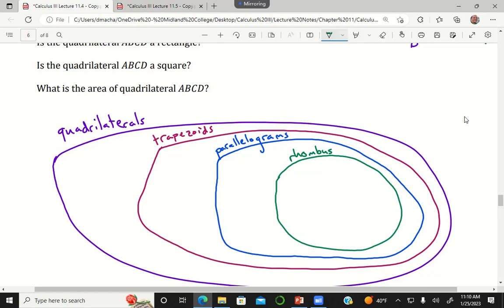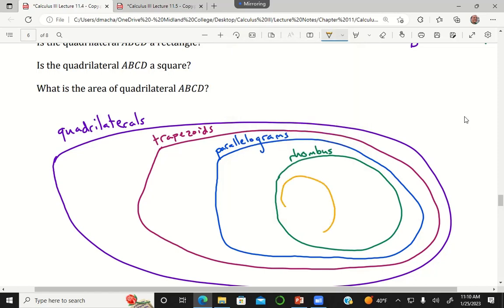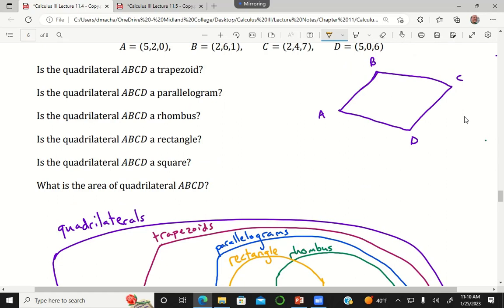And some rhombuses are squares, but not every rhombus has to be a square. And actually, it'd be better to draw it like this. It'd be better to say that among parallelograms, there's also a set of rectangles, right? A rectangle is a parallelogram where the corners are all 90-degree angles. And then if you are both a rhombus and a rectangle, that makes you a square. So you probably remember this. This is just a review of like second grade geometry.